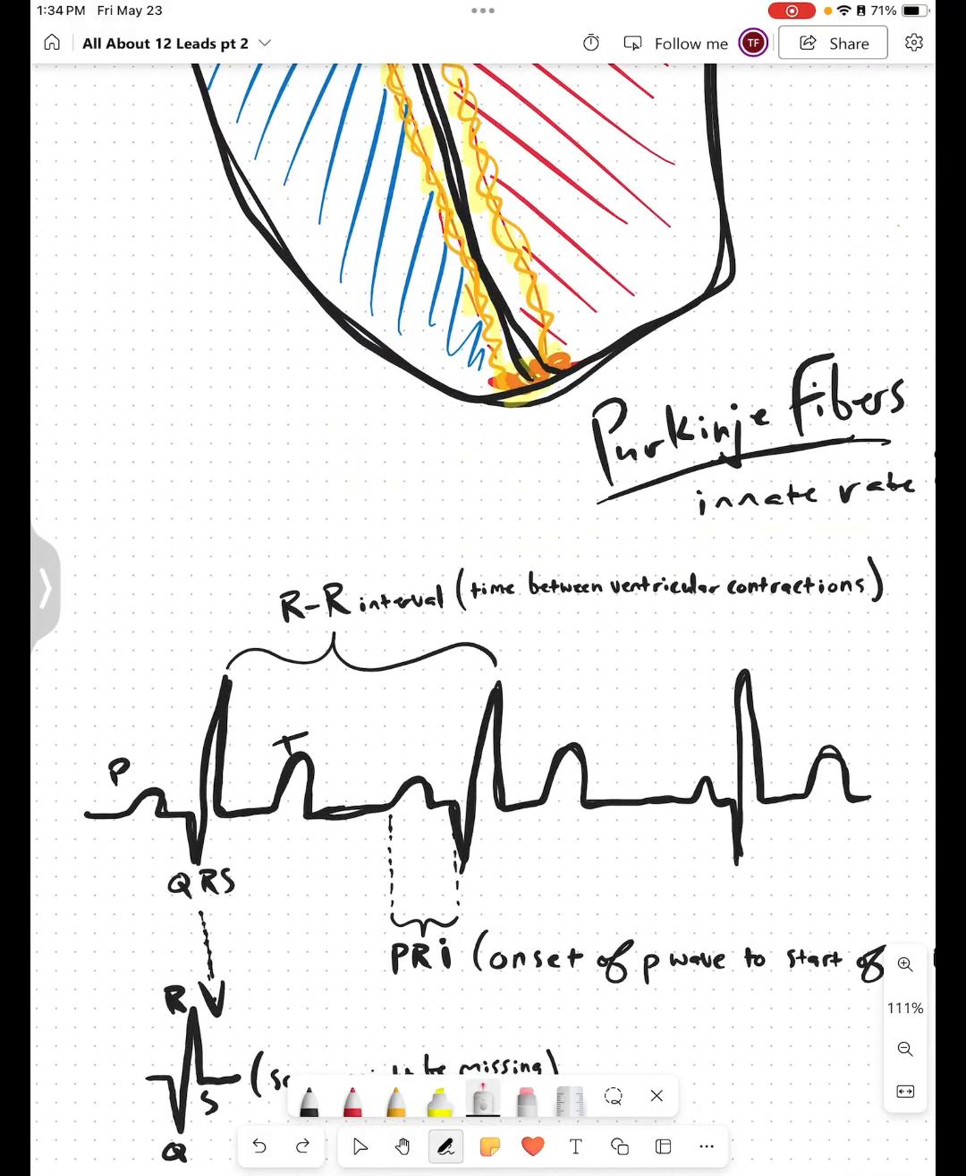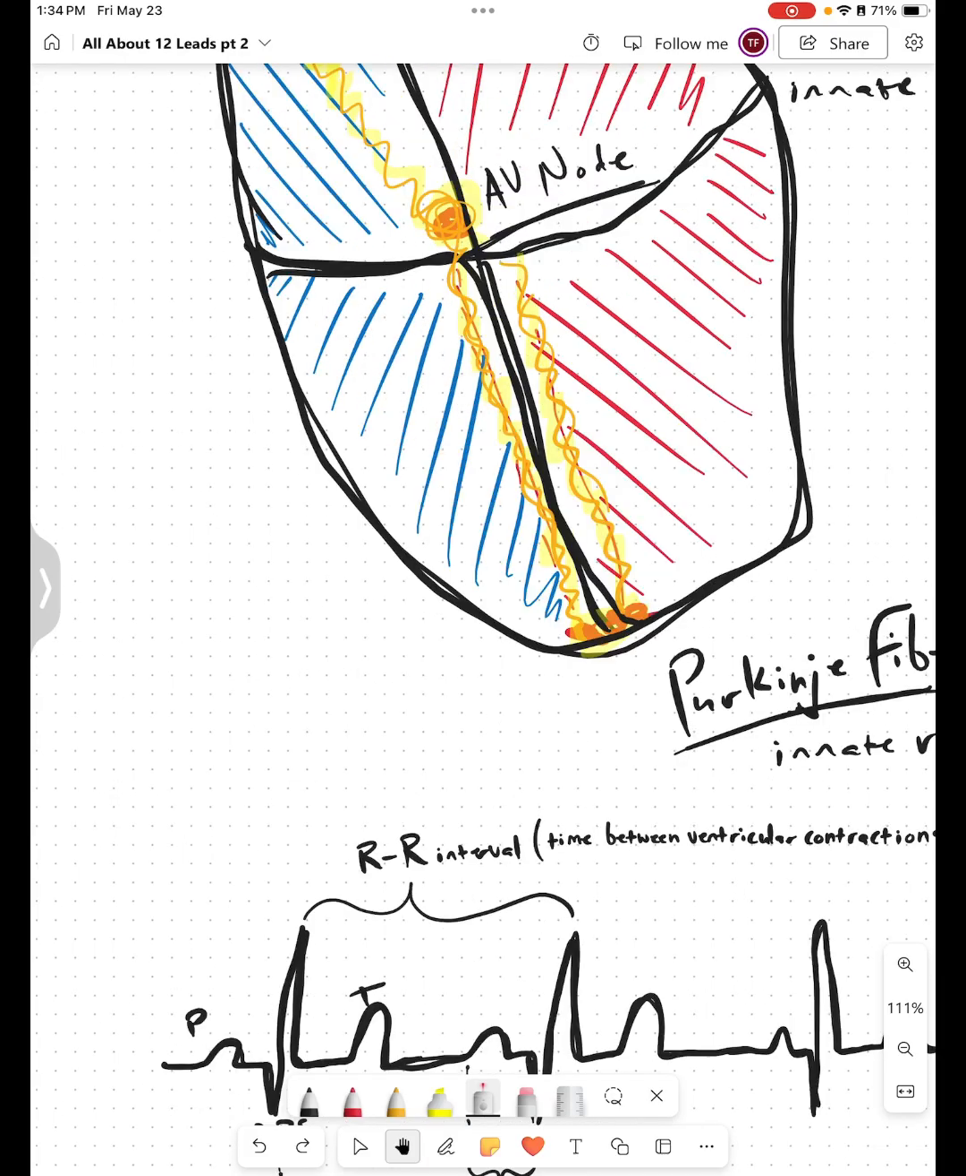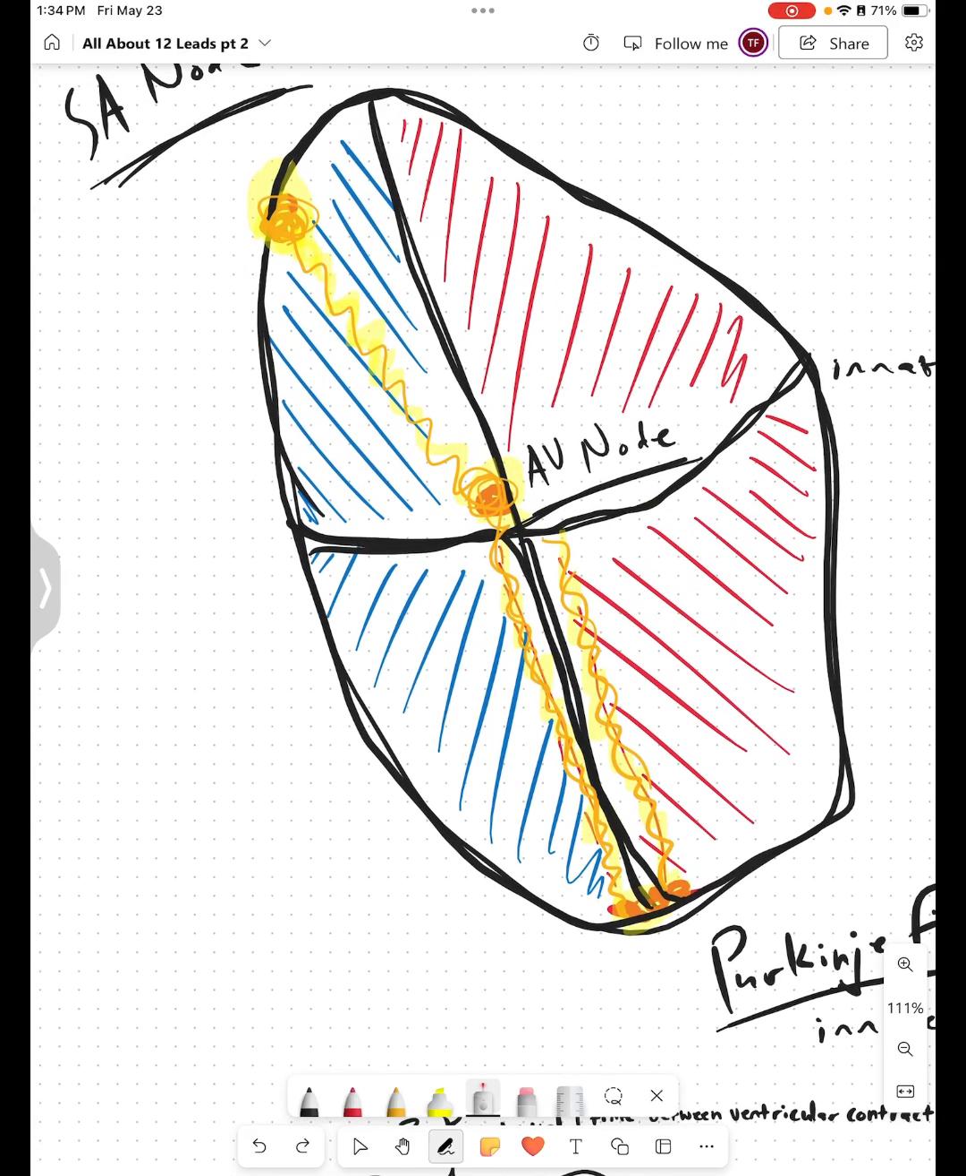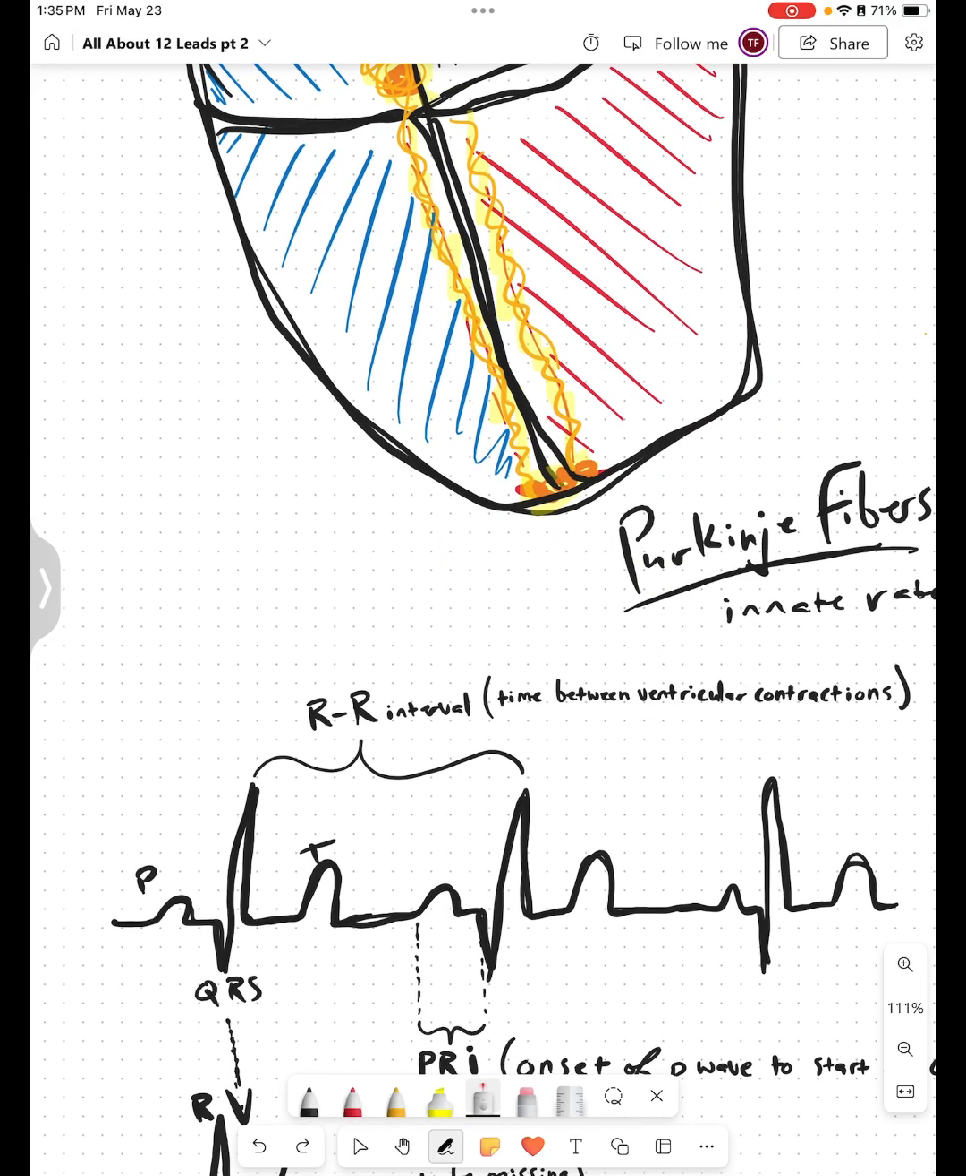We have a P wave. The P wave signifies the electrical depolarization of the atria. So when I have a signal from our SA node, it is going to depolarize the atria here, and that muscle is going to contract. So this signifies the electrical depolarization of the atria.